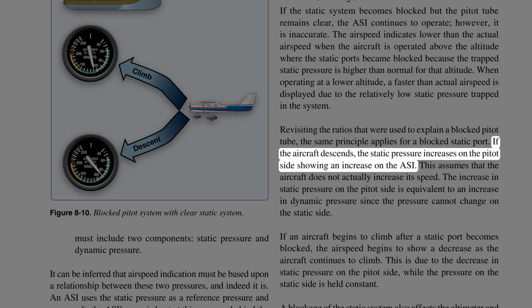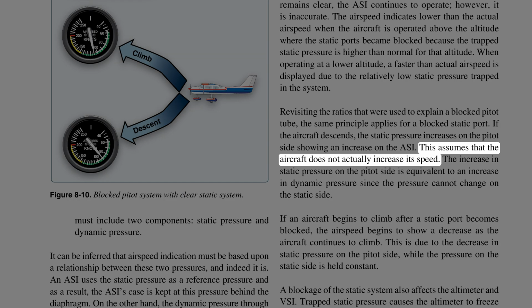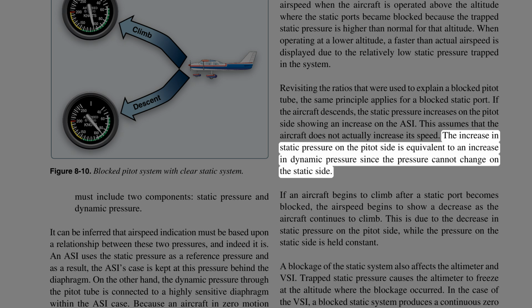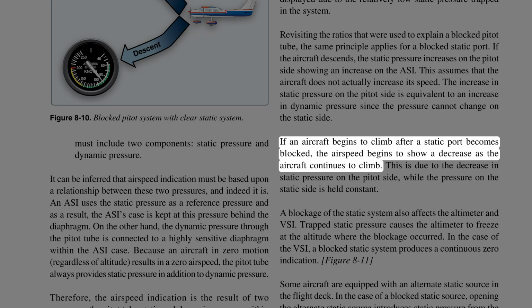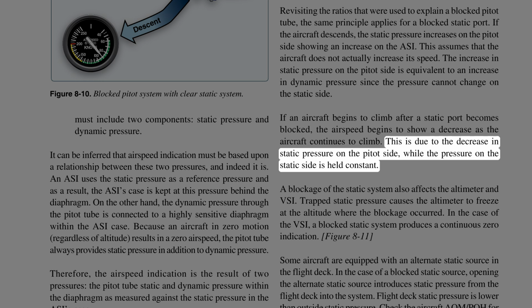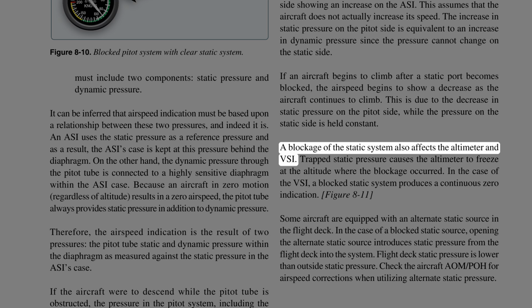If the aircraft descends, the static pressure increases on the pitot side, showing an increase on the ASI. This assumes that the aircraft does not actually increase its speed. The increase in static pressure on the pitot side is equivalent to an increase in dynamic pressure since the pressure cannot change on the static side. If an aircraft begins to climb after a static port becomes blocked, the airspeed begins to show a decrease as the aircraft continues to climb. This is due to the decrease in static pressure on the pitot side, while the pressure on the static side is held constant. A blockage of the static system also affects the altimeter and VSI.